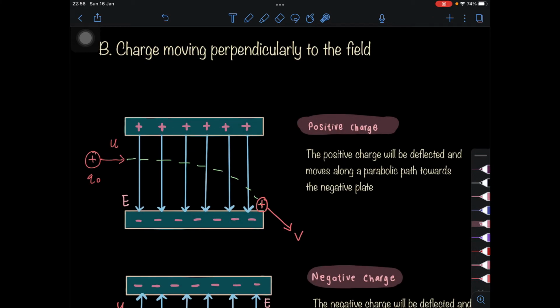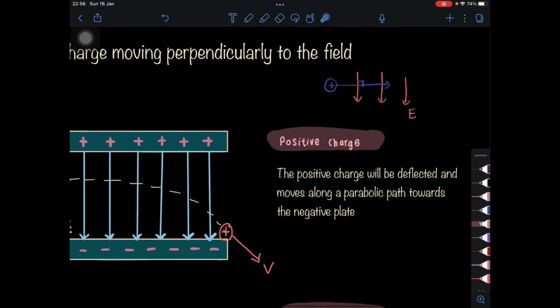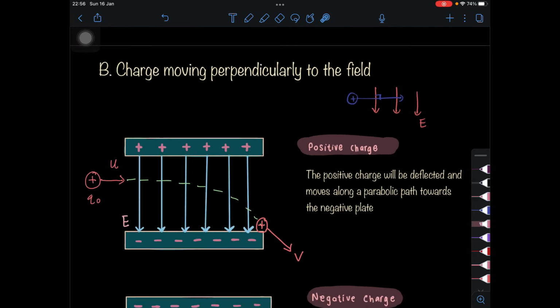The next case is when we have a charge moving perpendicularly to the field. The keyword here is moving perpendicularly, meaning that there will be a certain value of initial velocity. Perpendicularly means that, let's say the electric field direction is going downwards, so the charge will move horizontally, making an angle of 90 degrees. Perpendicular must be 90 degrees to the electric field here. So this will be the direction of the charge.